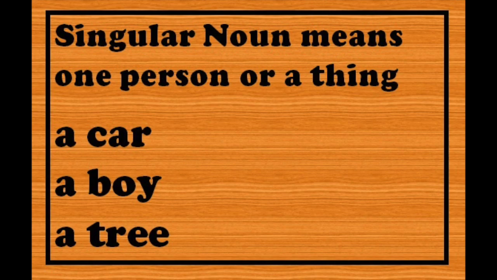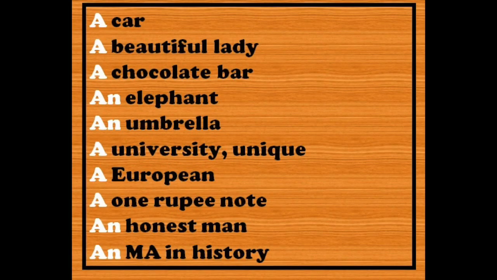Here are the examples: a beautiful lady, a chocolate bar, an elephant, an umbrella, a university, a European, a 1 rupee note, an honest man. These all are countable nouns. Before them we can use "a" or "an".